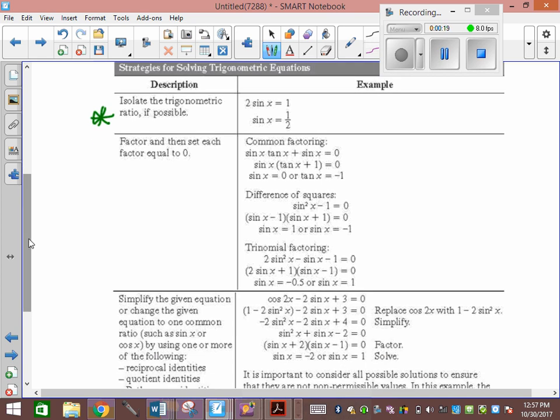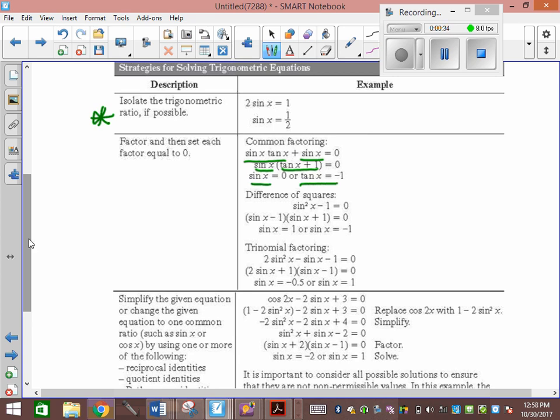The other one we've done so far is common factoring. So if we have a mix, like sine x, tan x, and sine x, we've always been able to take something out. So we take out a sine x, and we're left with 2x plus 1. Then we set them both equal to 0 and solve them separately.